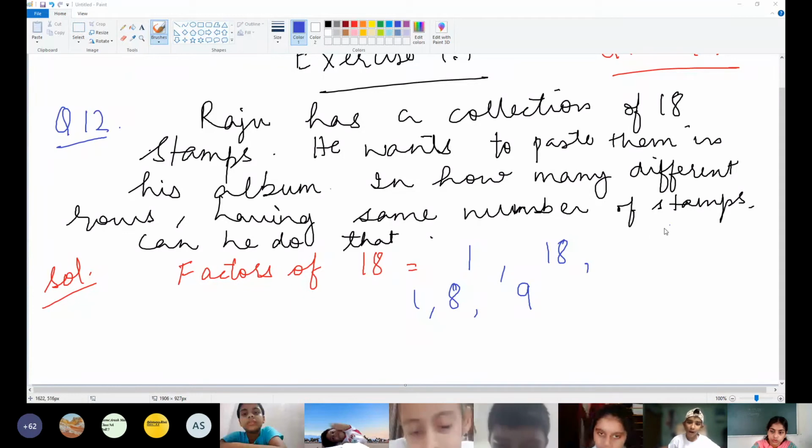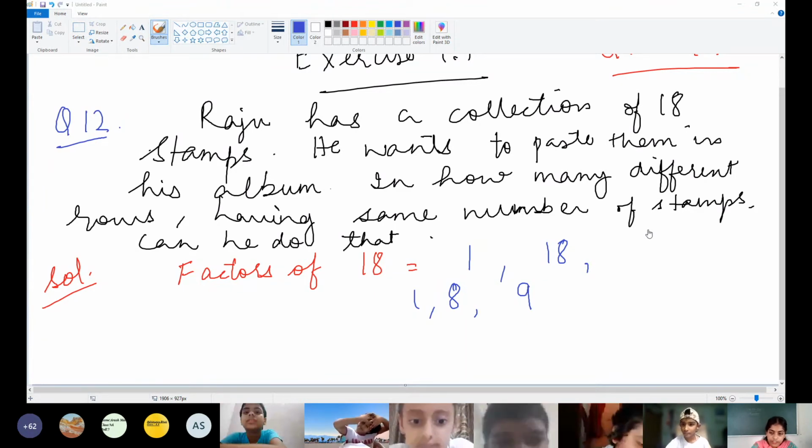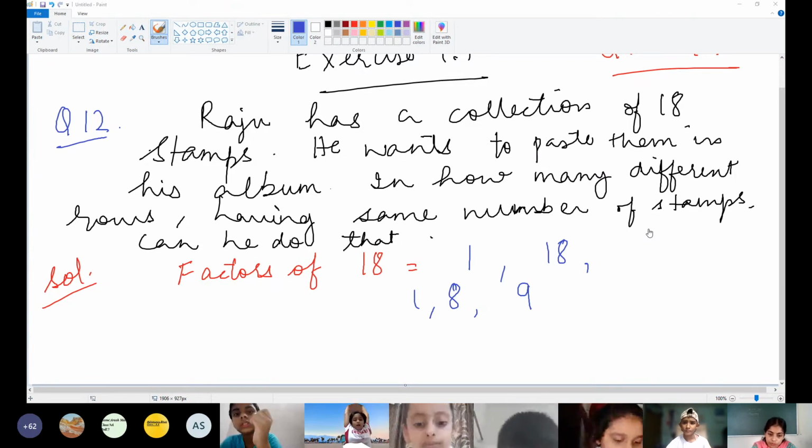No, you don't know. So why were you not attending class properly? Attentively? Yes, Ansh. And then later on you copy from your friend's notebook.